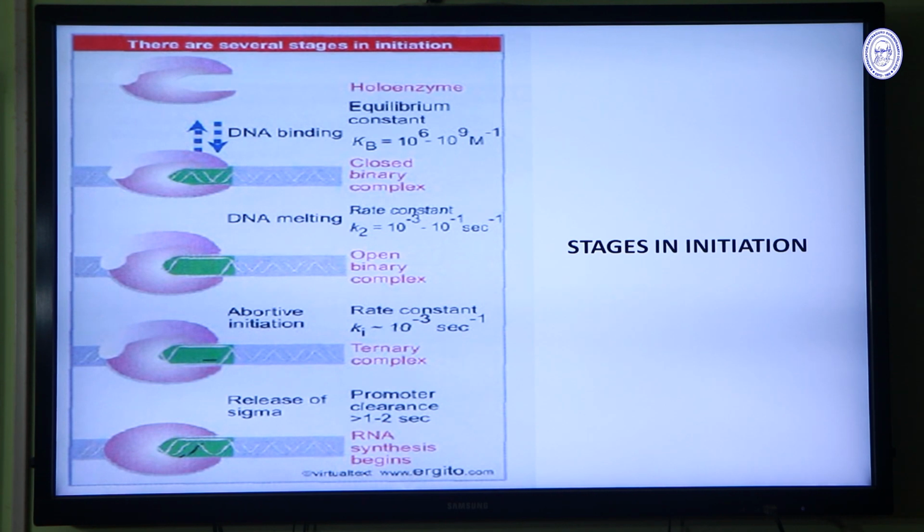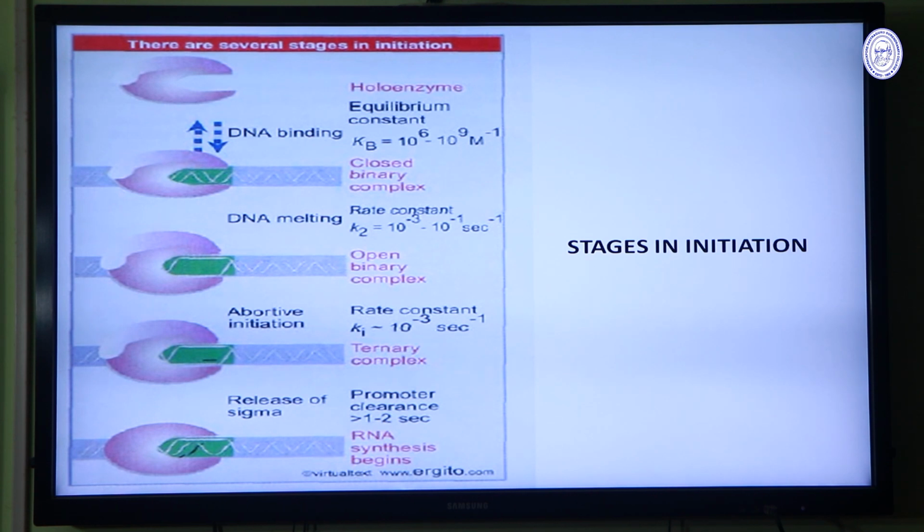So, this is represented in this diagram. When the holoenzyme binds to the DNA, it will bind with the equilibrium constant 10 to the power 6 to 10 to the power 9, or 10 to the power minus 6 to 10 to the power minus 9 molar. Then the DNA melting will start, and the rate constant for this reaction will be 10 to the power minus 3, 10 to the power minus 3, 10 to the power minus 1, second minus 1.